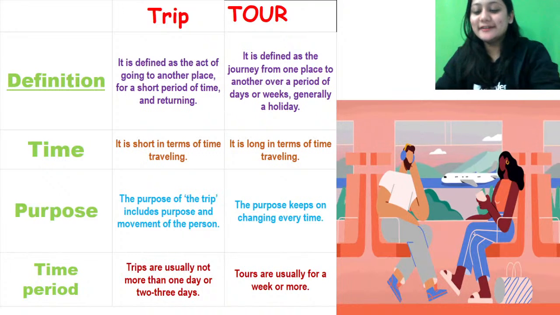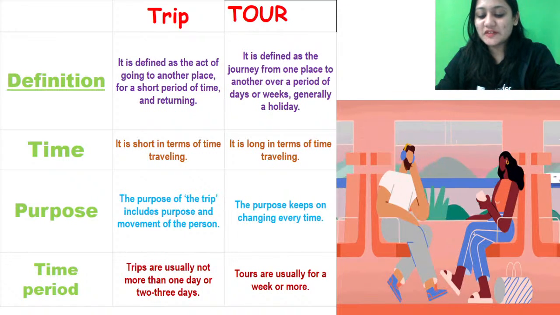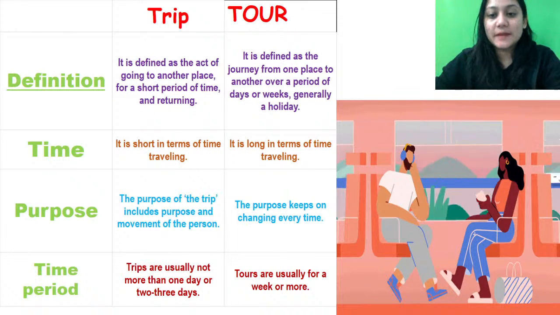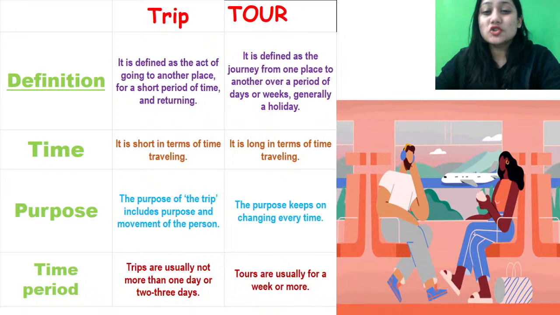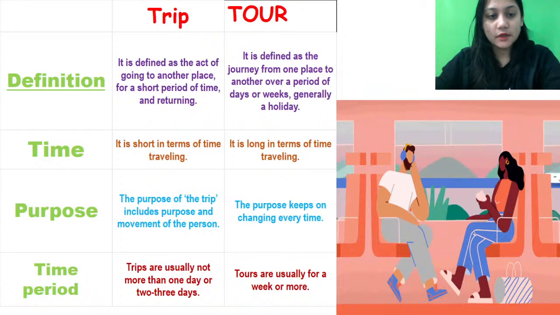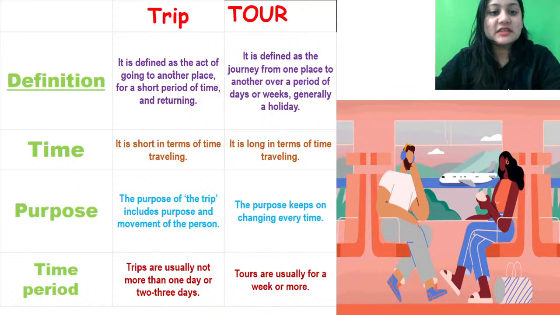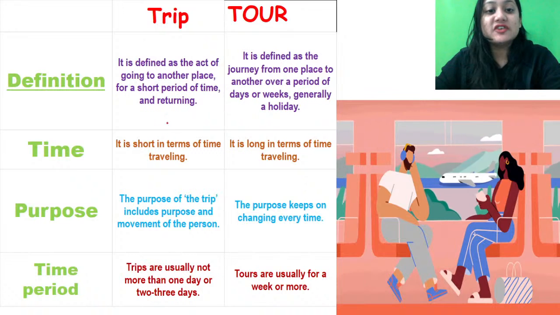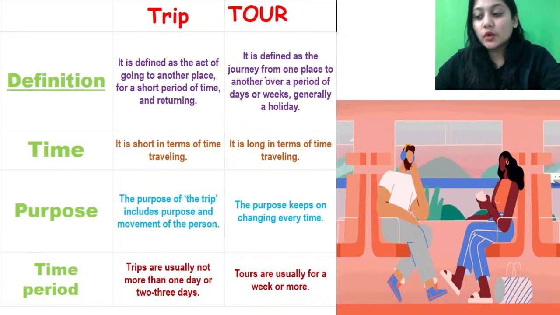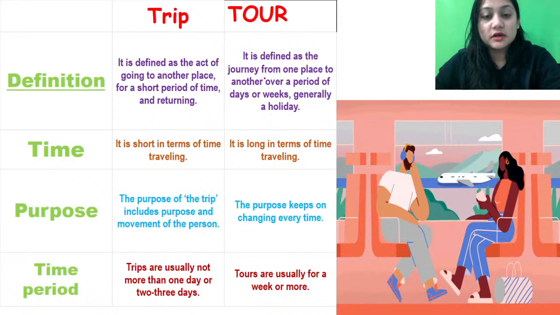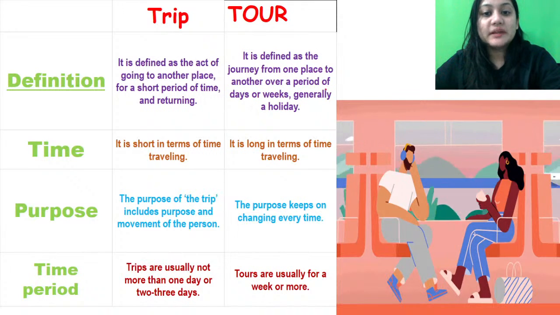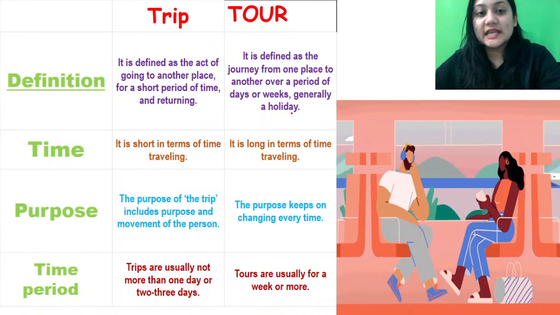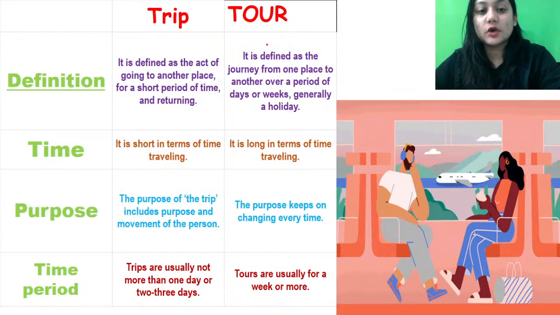Here comes another difference which I want all of you to be well acquainted with, and that is trip and tour. Trip and tour, right? इसको tour नहीं बोलते, इसको tour बोलेंगे. Tour, okay? So definition क्या है? Trip is defined as an act of going to another place for a short period of time and returning, right? और tour का definition क्या है? It is defined as the journey from one place to another over a period of days, weeks, generally a holiday. So that is your tour. आप जब vacation पे जाते हो, आप जब holiday पे हो, that is your tour.